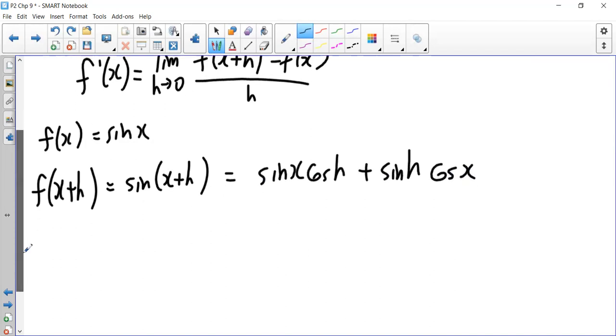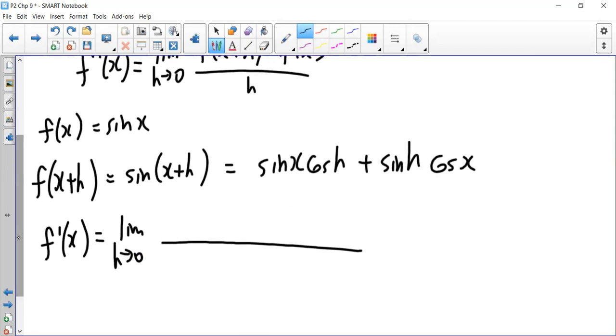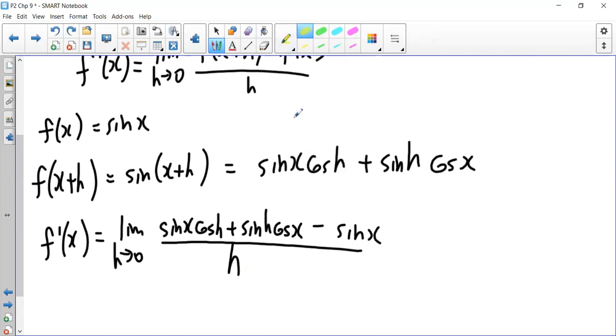Next, I can use the formula. So I'm going to rewrite that. So f dash x equals the limit as h tends to 0, where the numerator is f of x plus h. That is sine x cos h plus sine h cos x, minus f of x, over h. I'm going to color code it for you.